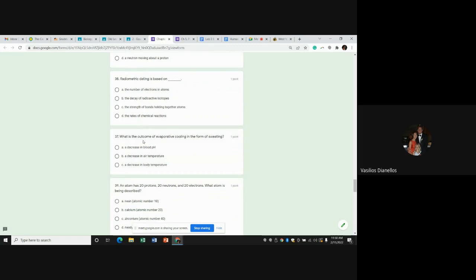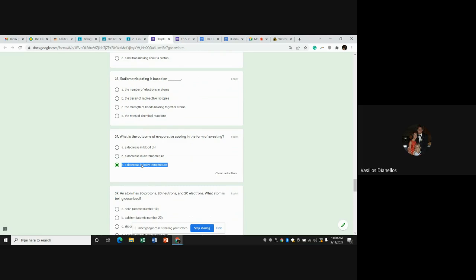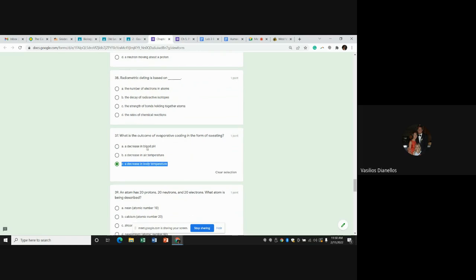What is the outcome of evaporative cooling? Basically, why do you sweat? Well, it's to decrease your body temperature. I might have that on there, I might not. That's a pretty simple question, right? Why do you sweat? You're trying to cool your body temperature down, not the air temperature near you, and it has nothing to do with your blood pH.